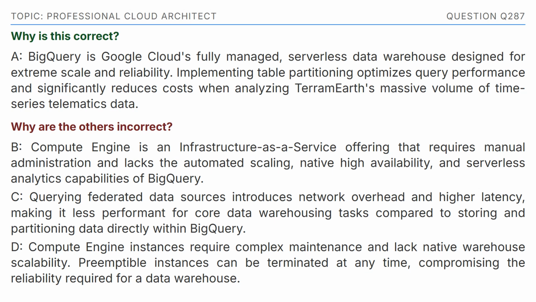Why are the others incorrect? B. Compute Engine is an infrastructure as a service offering that requires manual administration and lacks the automated scaling, native high availability, and serverless analytics capabilities of BigQuery. C. Querying federated data sources introduces network overhead and higher latency, making it less performant for core data warehousing tasks compared to storing and partitioning data directly within BigQuery. D. Compute Engine instances require complex maintenance and lack native warehouse scalability. Preemptible instances can be terminated at any time, compromising the reliability required for a data warehouse.